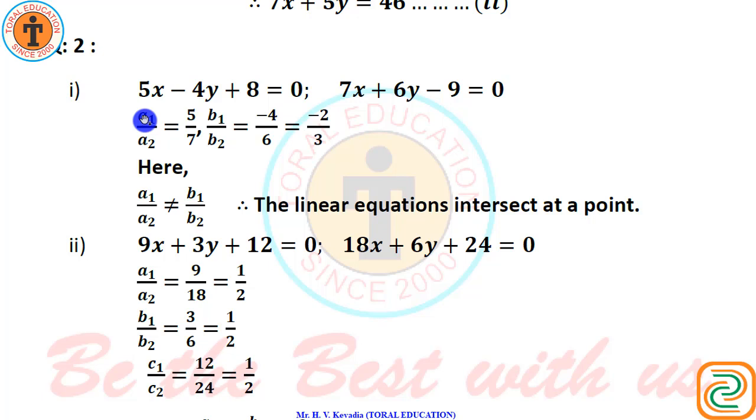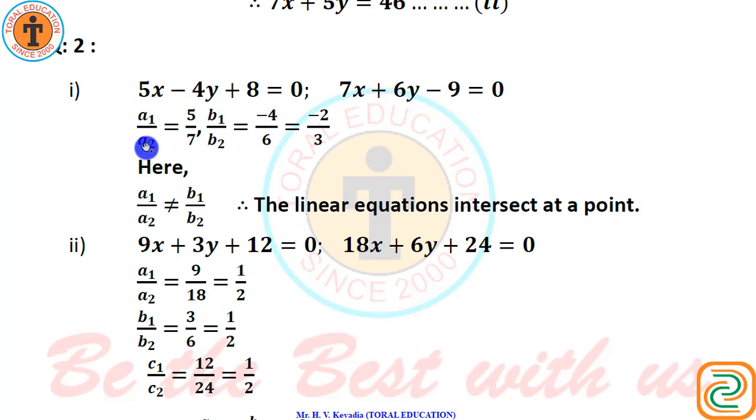On comparing the ratios a1/a2, b1/b2, c1/c2, find out whether the lines representing the following pairs of linear equations intersect at a point, are parallel, or coincident. We have to decide. The first equation is 5x minus 4y plus 8 equals 0. This is in standard form, you know. And 7x plus 6y minus 9 equals 0. This is a1x plus b1y plus c1 equals 0, and a2x plus b2y plus c2 equals 0.